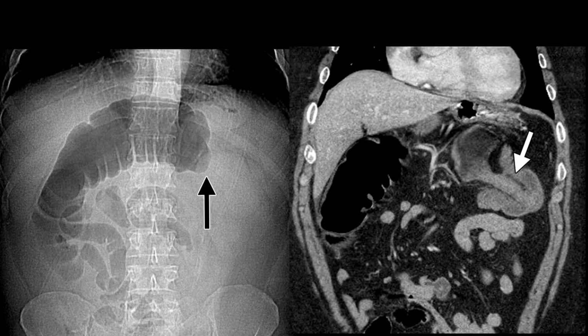So in this again we can see that the obstruction is at the level of the transverse colon. Proximally it is dilated, distally we are not seeing any air, and if you see the CT images, we can see a bowel-within-a-bowel appearance. So this is classical of intussusception.